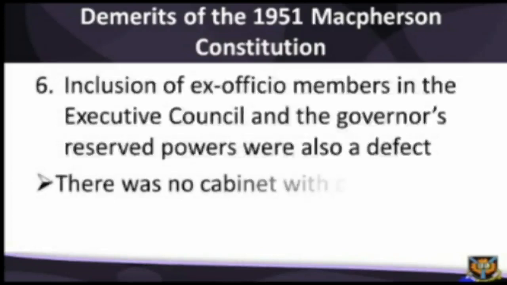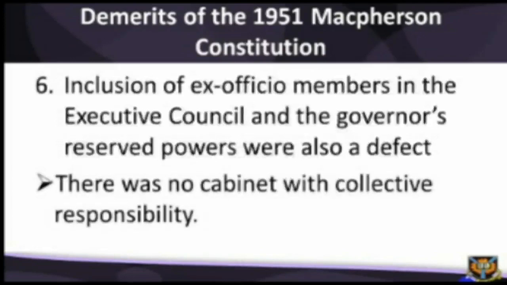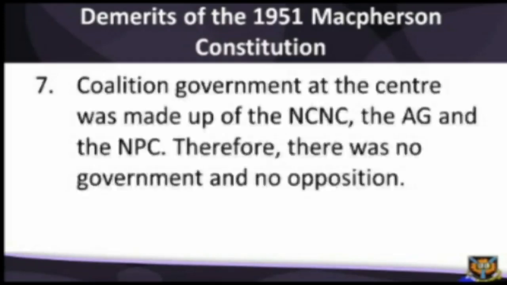The inclusion of ex-officio members in the Executive Council and the governor's reserved powers were also a defect. There was no cabinet with collective responsibility. The coalition government at the center was made up of the NCNC, the AG, and the NPC. Therefore, there was no government and no opposition.